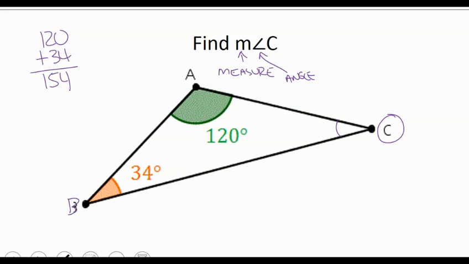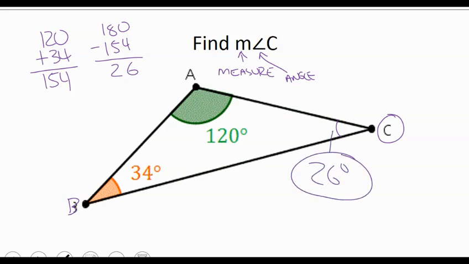Since I don't know the third, but I know all three add up to 180, I can do 180 minus 154 to figure out that that missing angle is 26 degrees. So that angle right there is 26 degrees. And notice I put the degree symbol because this is an angle and I need to label it. It's 26 degrees. So again, all three angles of a triangle add up to 180 degrees.